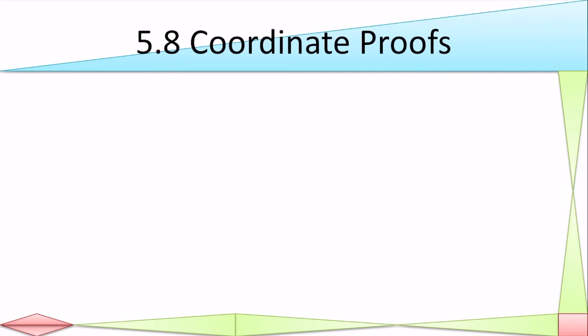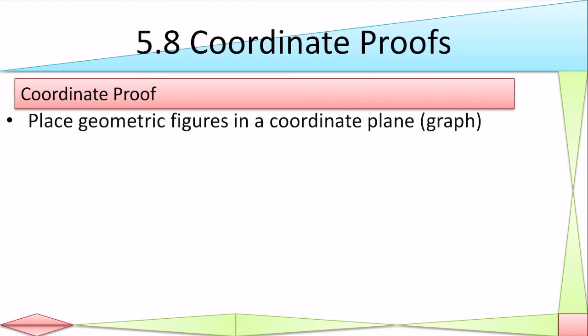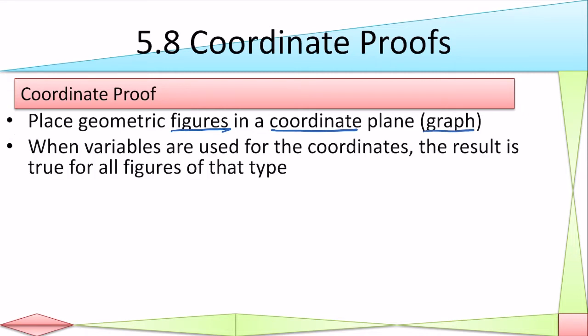So today you get a new type of proof called a coordinate proof. What you do is you place a geometric figure in a coordinate plane or graph. So you draw a graph of some shape. And then your variables are used for the coordinates. So in other words, instead of a point being 1, 2, maybe the point is a, b. The result will then be true for all figures of that type.